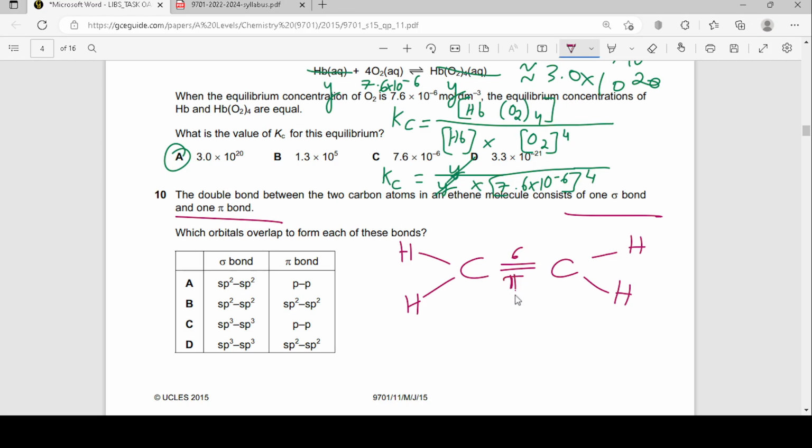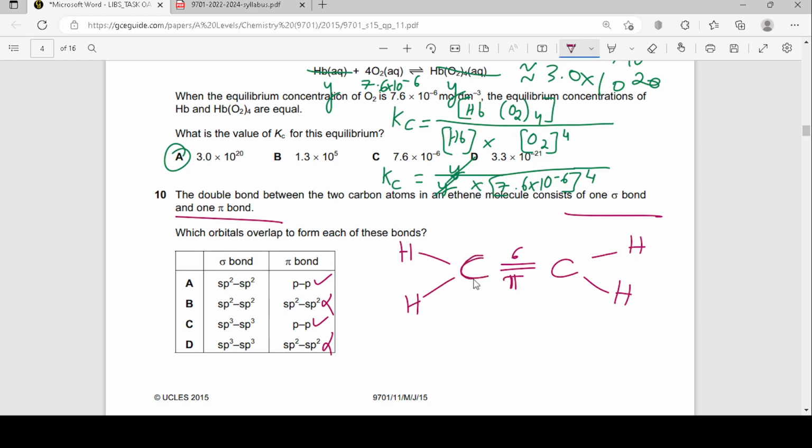So sigma and pi. For the pi bond, it's obviously p orbitals, right? Two p orbitals overlap to form the pi bond, and it's sideways overlap basically. Side to side overlap. And then which orbitals overlap to form the sigma bonds? You could say head-on overlapping to form the sigma bonds, right? So which orbitals overlap? Well, let's just find out.